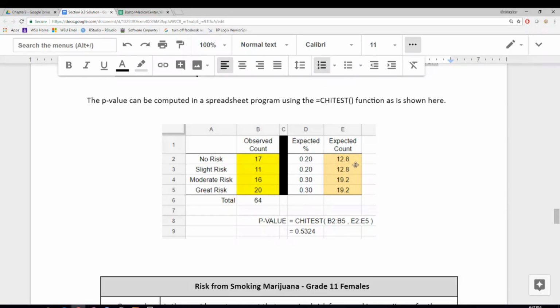Expected counts are in cells E2 through E5 here. This one actually is turned vertically instead of horizontally, but that's okay. The p-value that I get out is 0.5324. Again, not even close to the 0.05 level.